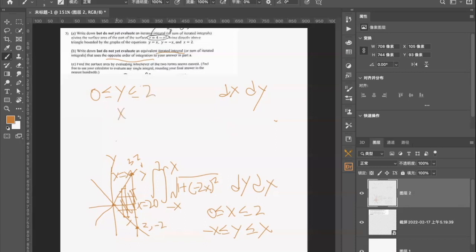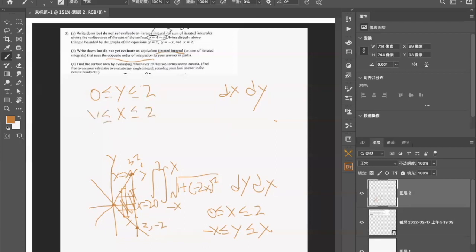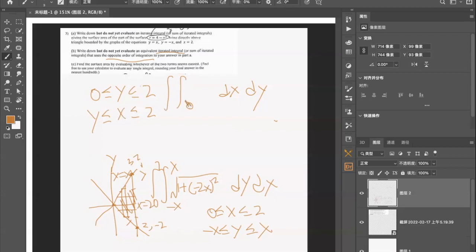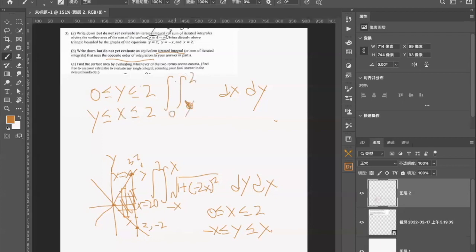And x, what will it be? Well, x is from this line, and then to this line, and this line is y equals x. So what's our integration for the top one? Well, we get y from 0 to 2, and then still the square root of 1 plus fx squared plus fy squared, so 4x squared. Question? Okay, if no question, let's continue.